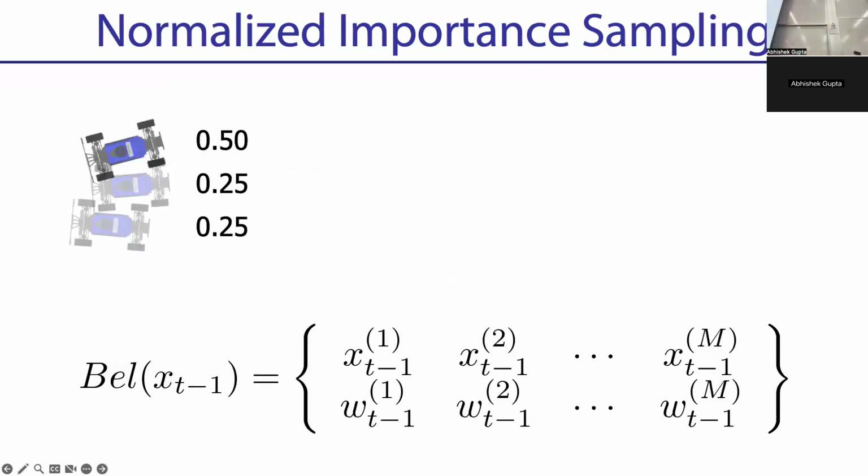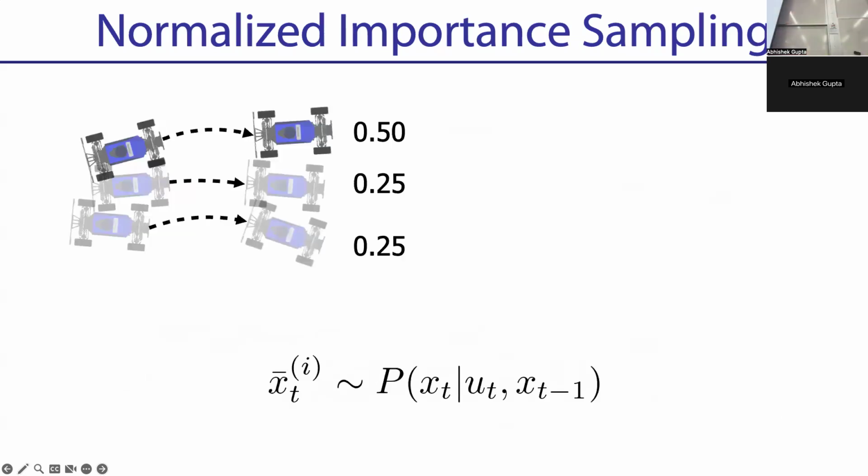Okay, so let's run through an example to make this a little more concrete. Let's say your belief is currently this. You have 3 particles: the top particle has weight 0.5, the bottom particles have weight 0.25 and 0.25. That's your current belief state. You have 3 particles in those 3 states and those 3 weights.